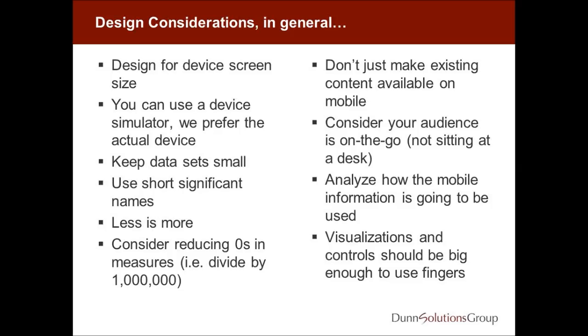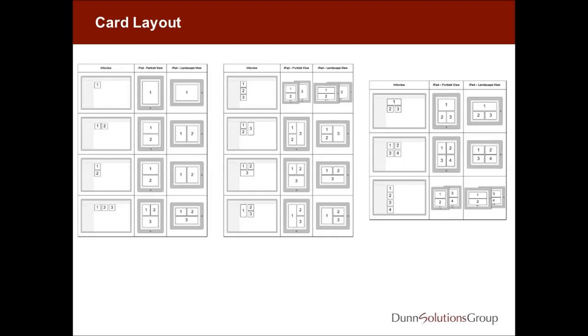A couple of ones that are very important, for example, reducing the number of zeros in a particular measure. That's an important one right here, because anything that takes up real estate on your already limited real estate on a mobile device is a bad thing. So we can look at measures and divide by some multiple of 10, 100, thousands to remove zeros. We need to make sure we identify it that way. So that's an important thing.